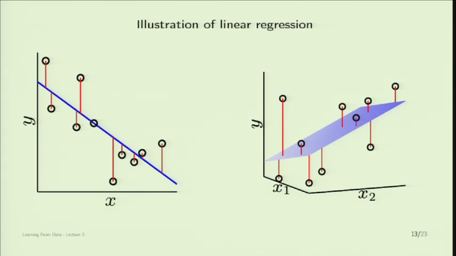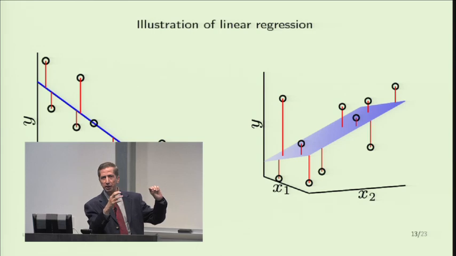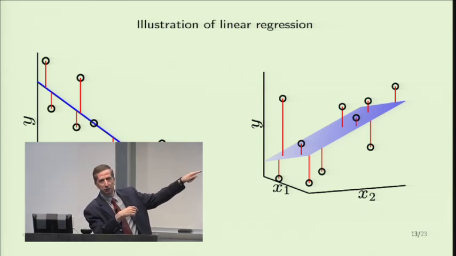The linear regression line is not a homogeneous line. It doesn't pass by the origin. If I told you that you cannot use a threshold, then the constant part of the equation goes away, and the line you have will have to pass through the origin.